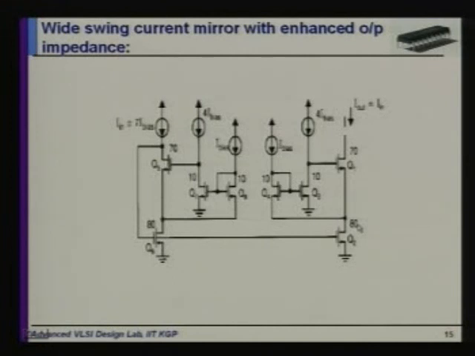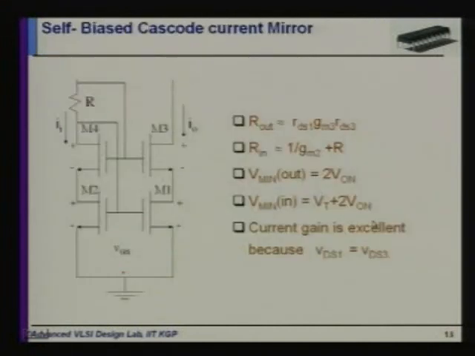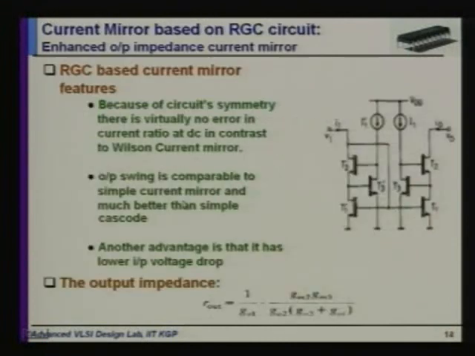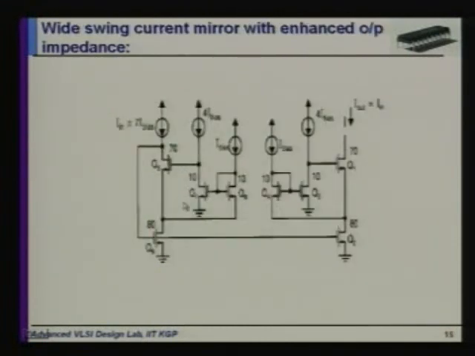But the main thing with this type of self-biased cascode current mirror, or wide swing cascode current mirror, is that the power dissipation is very high, because there are 3 into 2, that is 6 current sources used here. So the power dissipation will be very high, but we have to sacrifice this if we want a wide swing current mirror with enhanced output load.